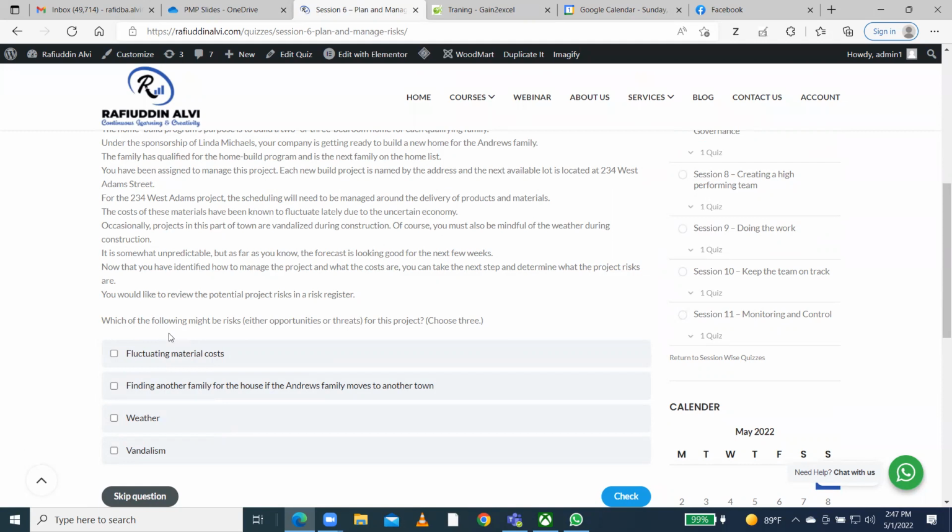Fluctuating material cost, finding another family. I think we answered this now. Finding another family for the house. No, no, no. We have to answer three here. So, three. Okay.